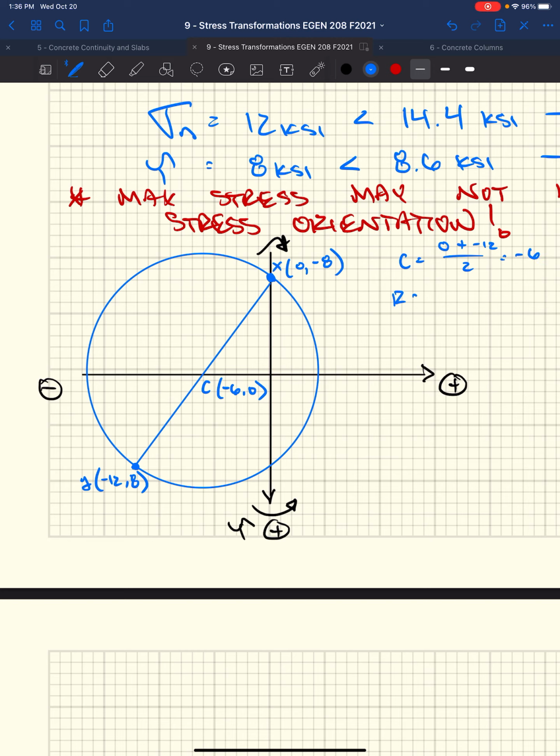Our radius, well, that would be the two components, right? Say this is our adjacent and our opposite. Our adjacent leg is our -6, right? So -6 squared plus our opposite leg, well, that's -8 squared, square root all of that. We get a radius of 10 KSI.